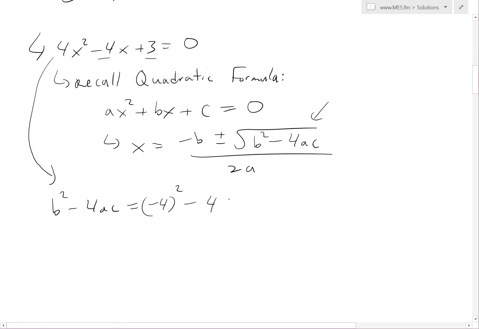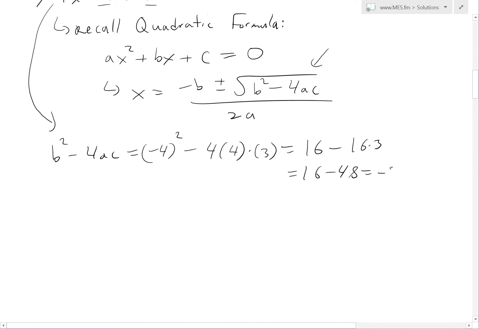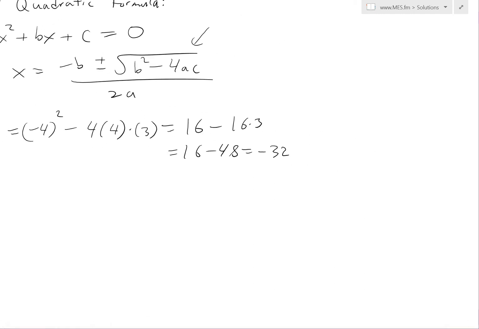Minus 4 times a, which is 4, times 3 right here. Now this equals negative 4 squared, that's just positive 16, minus 16 times 3, which is just 48. So this equals 16 minus 48. To solve this, this is negative 32. So now this is less than 0.